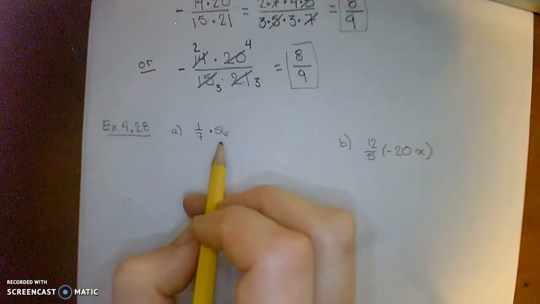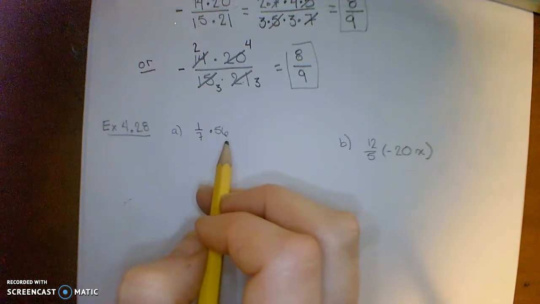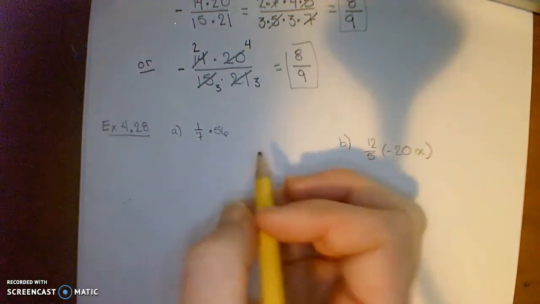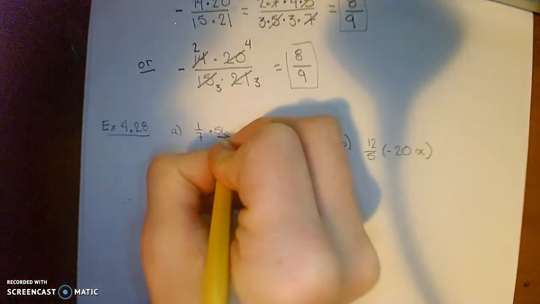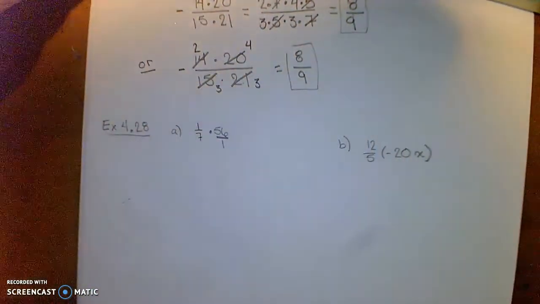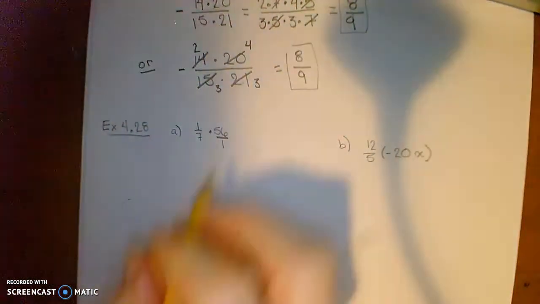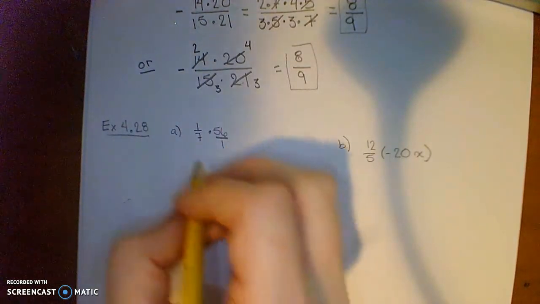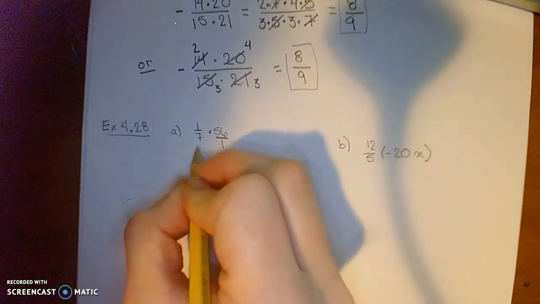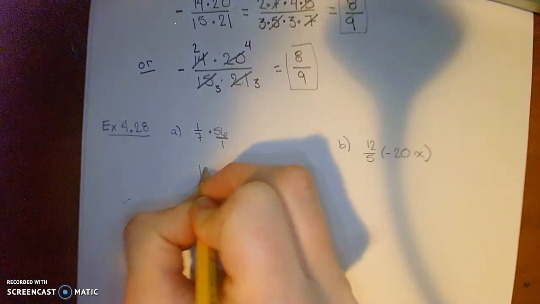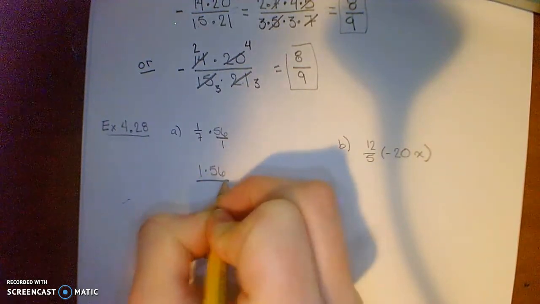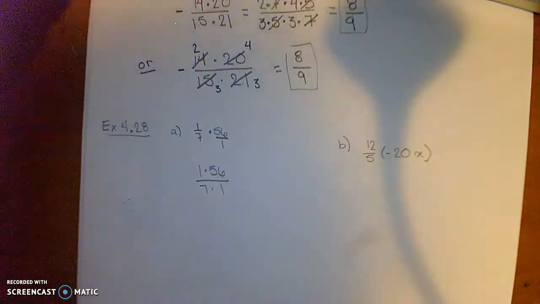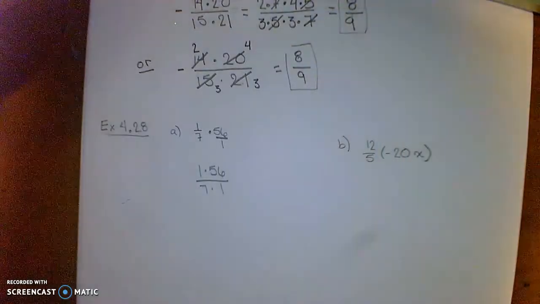This one looks strange because 56 is a whole number. It's not written as a fraction. But any whole number you can turn into a fraction by putting it over denominator 1. So this is really 1/7 times 56 over 1. So let's rewrite what we've got here. I've got 1 times 56 in the numerator and 7 times 1 in the denominator. Oh, those ones, I didn't even have to write those.